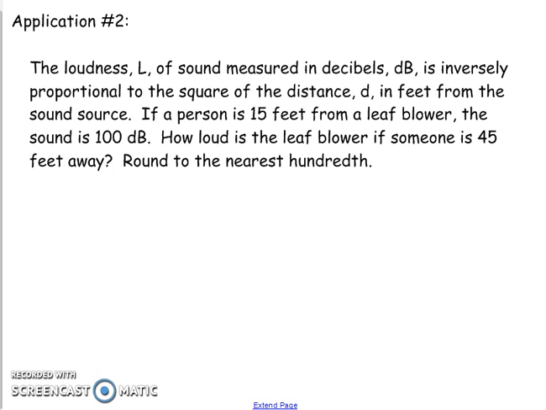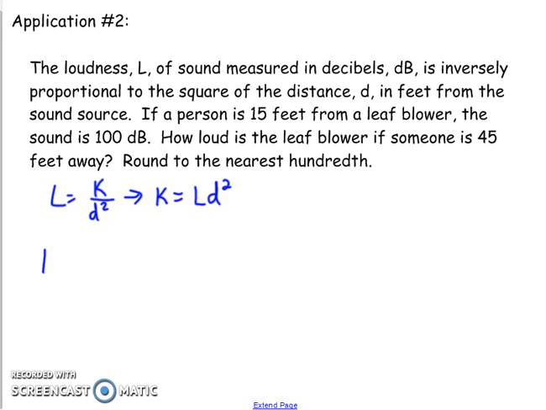The loudness L of sound measured in decibels, dB, is inversely proportional to the square of the distance d in feet from the sound source. So let's write the basic equation here for this. So the loudness L, so L equals, since it's inversely proportional, we're going to have K on the top, and it's inversely proportional to the square of the distance d. So that's d squared. So if we solve this for K, K is equal to L d squared.